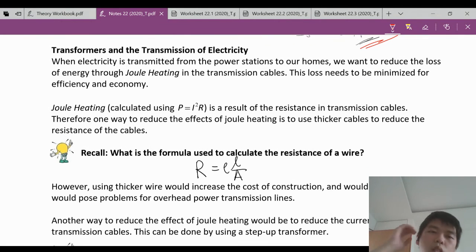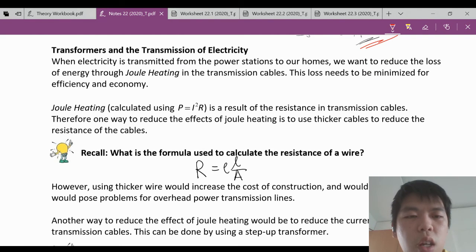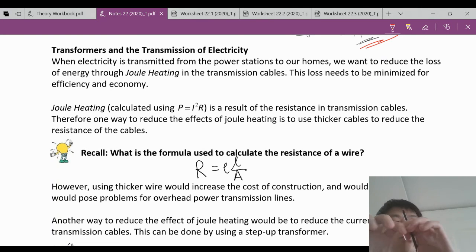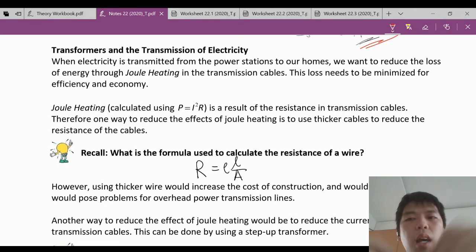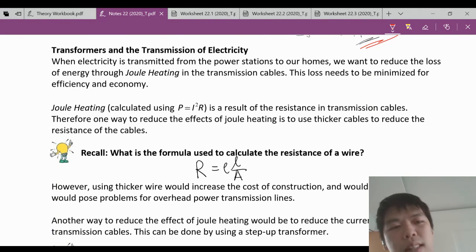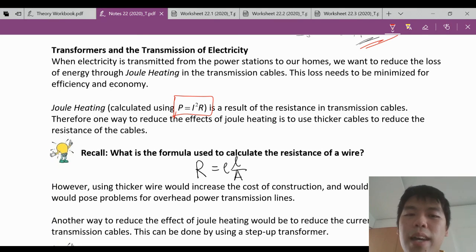Okay, so when electricity is transmitted from a power station to our homes, we want to reduce the loss of energy through Joule heating. Joule heating is simply when electrical current passes through your wire, it causes the cables to heat up. Okay, this is called Joule heating. So this is when the current flows. We want to minimize this heat that is lost due to current flowing in the cables. We want to minimize this loss and make sure that it's cost effective. So how do we make sure we minimize it? We must first understand that Joule heating, the energy lost when current flows through the cable, can be calculated using this formula: P equals I squared R.